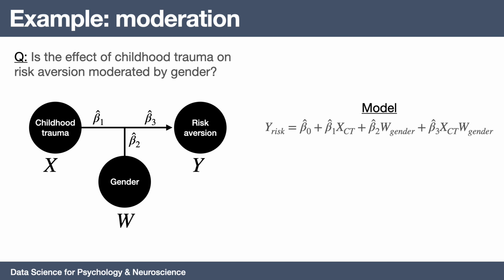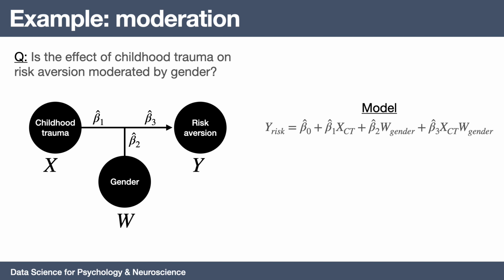This is the way we want to think about interactions in a lot of cases. Interactions describe ways in which two variables interrelate to change another variable. But another way of saying that same thing again is that one variable, W, changes the gain on the relationship between another variable and your output. So in this case, the beta hat 3 term is telling you how much to change beta hat 1 in order to account for the effects that gender has on the relationship between childhood trauma and risk aversion.